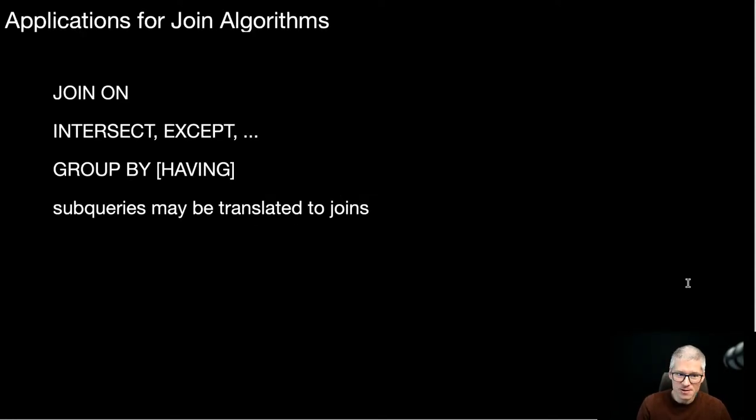So applications for join algorithms. Well, you have this keyword in SQL, you join on. If you join two relations, you can either specify the join condition through a where clause, or you make the join explicit. We had that in the undergrad lecture. And also, as shown above already, other operations like intersect and except in SQL can be mapped directly to join algorithms. Group by, as already said on the relational algebra level, can also be mapped to joins. And another important thing is subqueries. So if you nest queries inside a SQL statement, we also briefly touched that in the undergrad lectures. Those queries can also be rewritten to join statements in many cases.